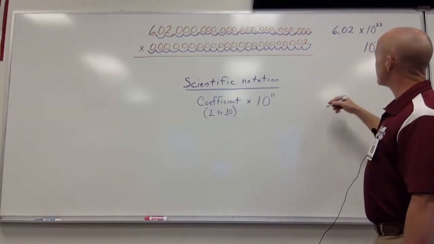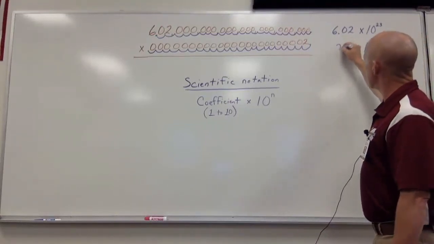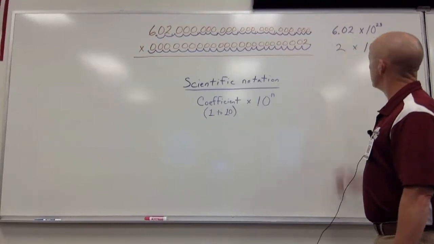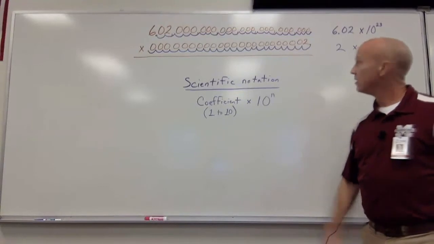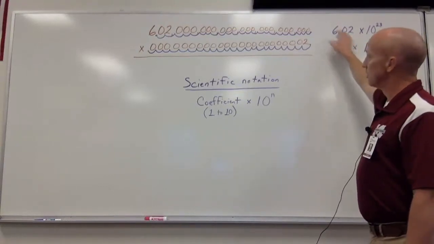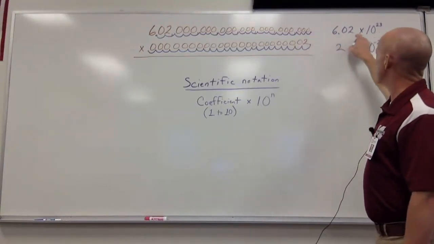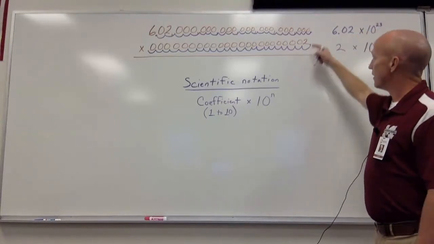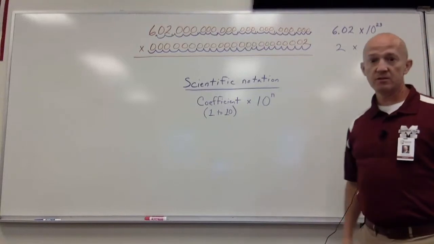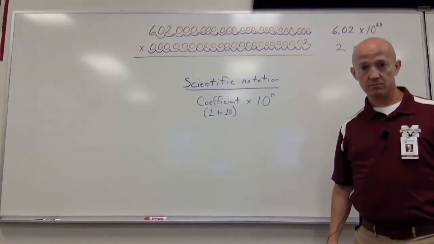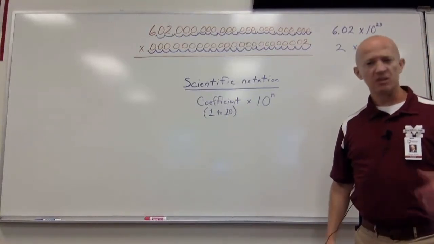And what's our coefficient? Well, in this case, it's 2. 2 times 10 to the negative 23rd. So the scientific notation of this number is 6.02 times 10 to the 23rd. And the scientific notation for this number is 2 times 10 to the negative 23rd. Get it? Let's try a couple more.